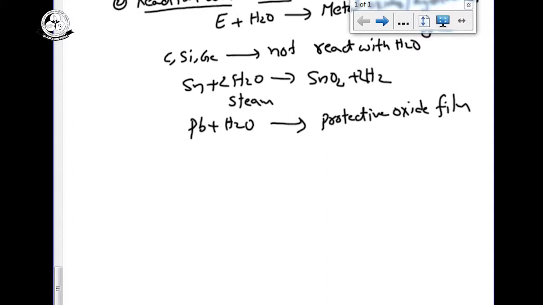Lead is not affected because a protective oxide film is formed on the surface of the lead metal, so it does not react with water. The remaining elements other than tin also do not react with water. Third one, reaction with hydrogen.